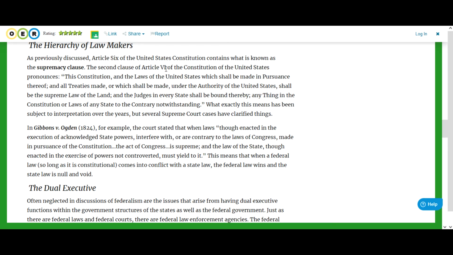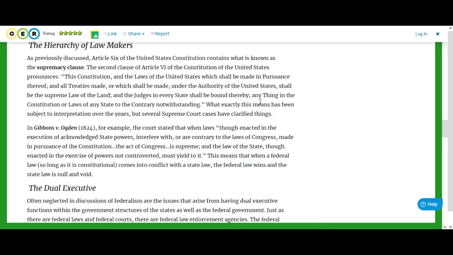Okay, so the second clause of Article 6 of the Constitution pronounces, this is the terminology used in the actual Constitution: This Constitution and the laws of the United States, which shall be made in pursuance thereof, and all treaties made, or which shall be made, under the authority of the United States, shall be the supreme law of the land. And the judges in every state shall be bound thereby, anything in the Constitution or laws of any state to the contrary notwithstanding.